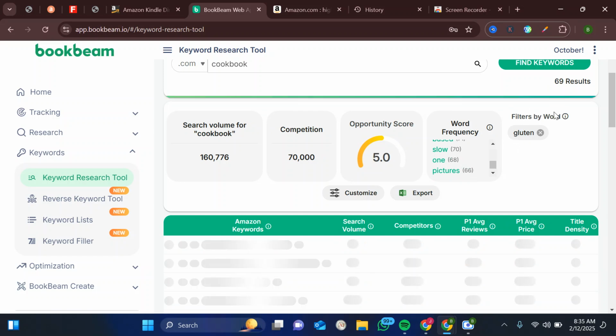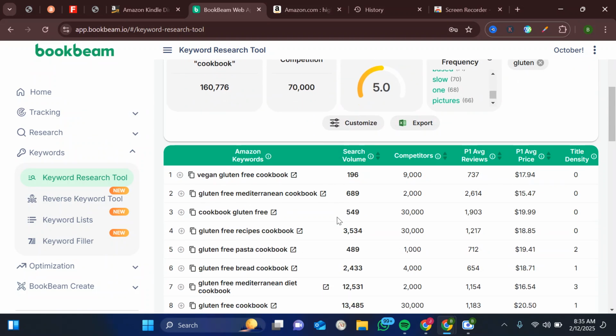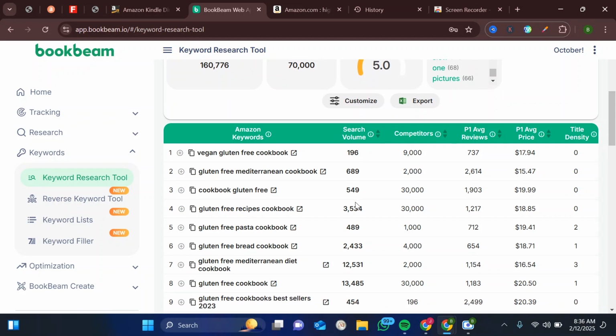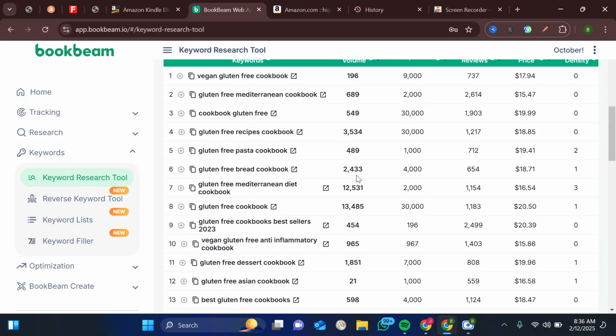See, it has added the word frequency. So it will give us keywords for gluten and cookbook at the same time. What I will check first is search volume and competitors. There I like to select search volume over 1,000 and competitors less than 1,000. I don't know if you understand. The search volume I always select is more than 1,000, then competitors less than 1,000. So let's go down.